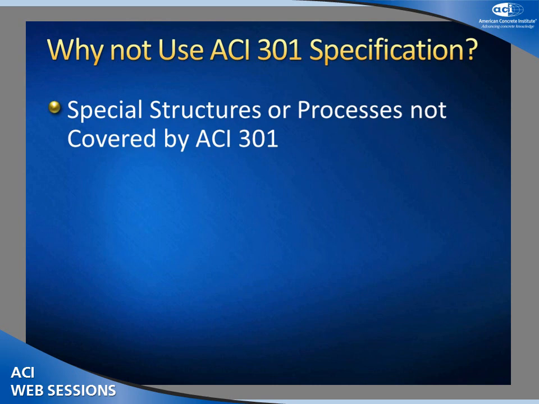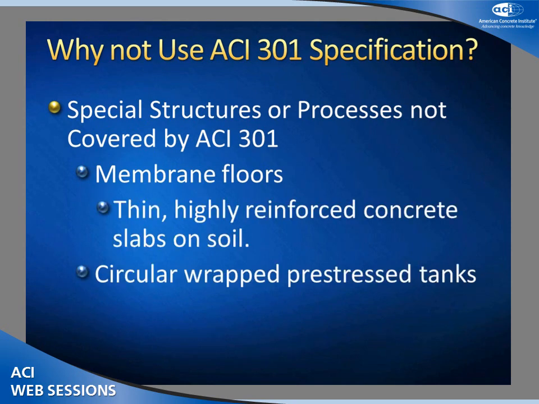We also have some special structures that aren't covered by ACI 318 in any way. We deal with membrane floors. These are very highly reinforced, thin concrete floors that we address, made to be liquid-type membranes for slabs on soil that are flexible with the subgrade. They will go with the flow and not leak. We also deal with circular wrap tanks, which the presentation before was about. This is something that we do cover in the ACI 350 code, and we need to cover it in our specifications.